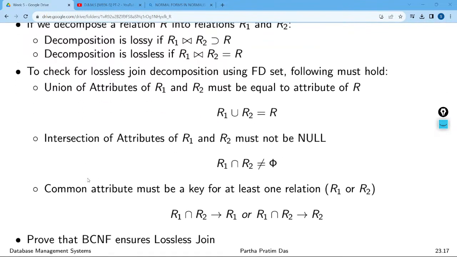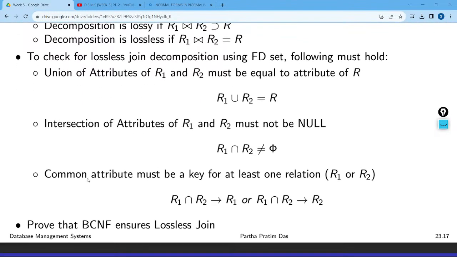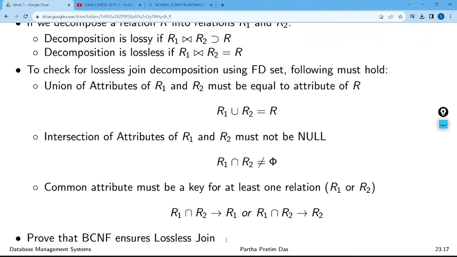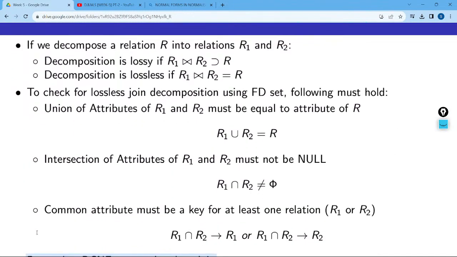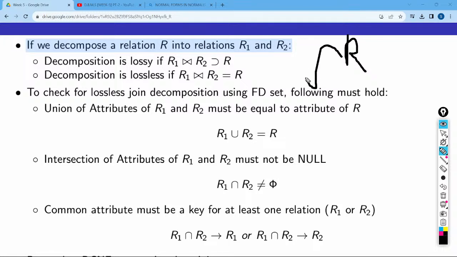Lossless join. So basically, this is the proof that BCNF ensures lossless join. Let's see this. If we decompose a relation R into two separate relations, R1 and R2, let me write it once.